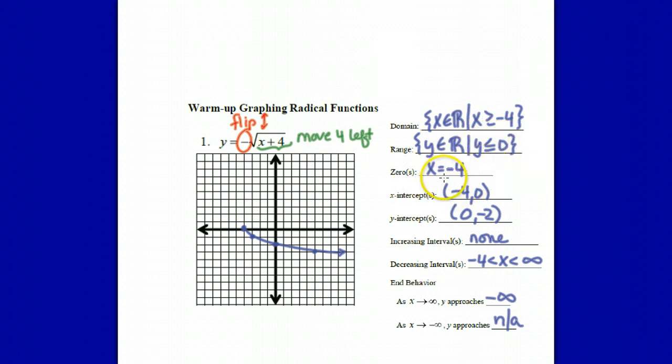Okay? The zeros are the same thing as the x-intercepts. It's the place where the graph hits the x-axis. So you say negative 4. If they ask you for an x-intercept, you just put y as 0, because again, whenever you hit the x-axis, y is equal to 0.